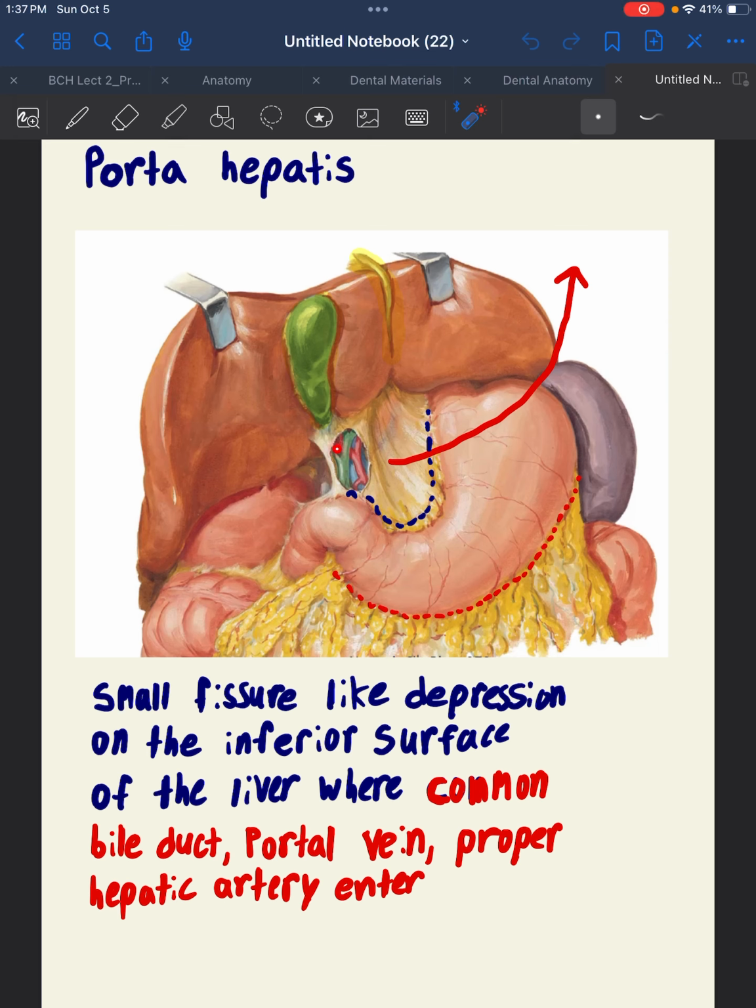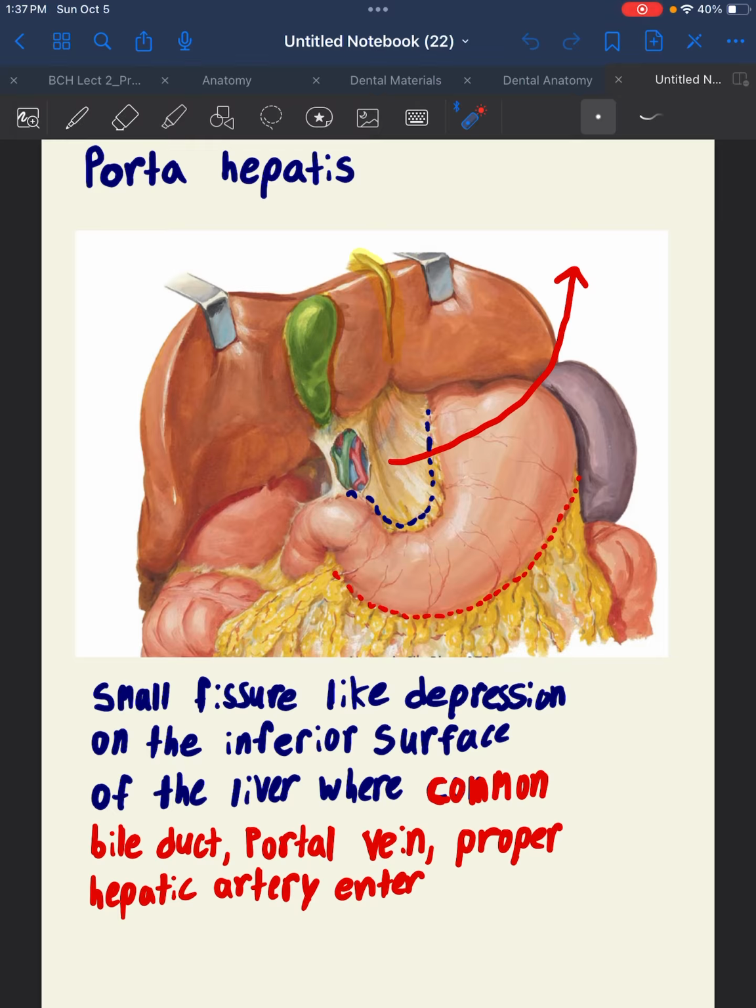These actually enter into the porta hepatis, except for the cystic duct. That's just going to go into the gallbladder. But the proper hepatic artery and the hepatic duct will go through the porta hepatis to go into the actual liver. So all the porta hepatis is, is just an opening for vasculature to enter the liver on the inferior aspect of the liver. And in order to access the porta hepatis, you're going to want to go underneath this structure I'm pointing out with my laser pointer. That is known as the lesser omentum.